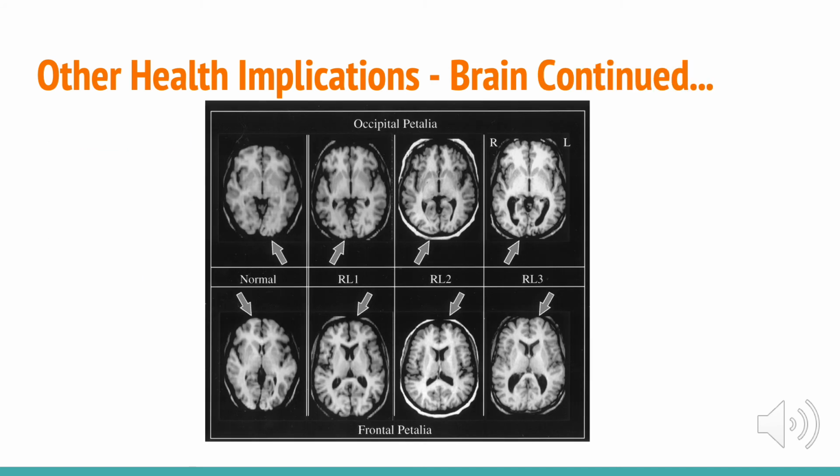This image shows the difference between a normal brain and a situs inversus brain. The top images compare the brain's occipital petalia, and the bottom images compare the brain's frontal petalia.